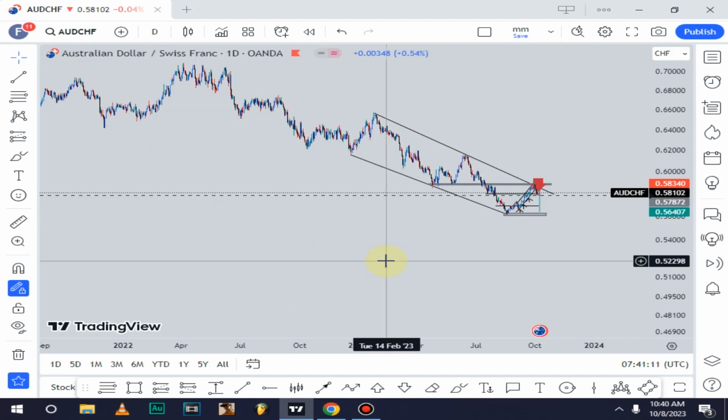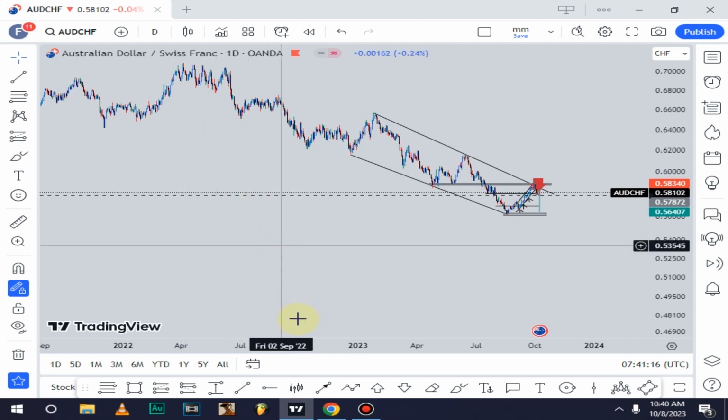Alright gang, so today's Sunday and as usual, guys, we want to do some weekly analysis and see what the market has in store for us.